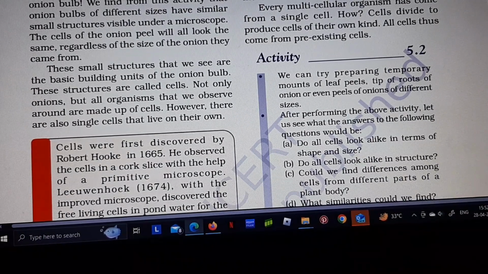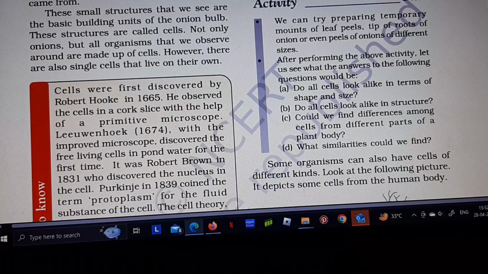Every multicellular organism has come from a single cell. How? Cells divide to produce cells of their own kind. All cells thus come from pre-existing cells. We can try preparing temporary mounts of leaf peels, tips of roots of onion, or even peels of onions of different sizes. After performing the above activity, let us see what the answers to the following questions would be.